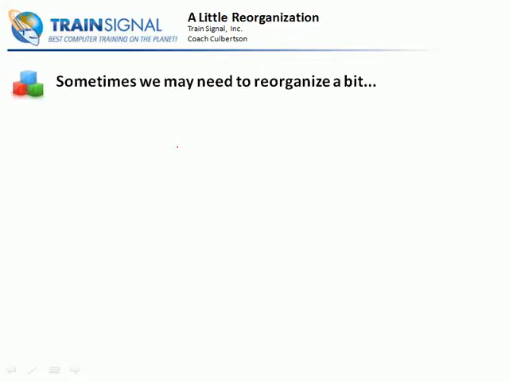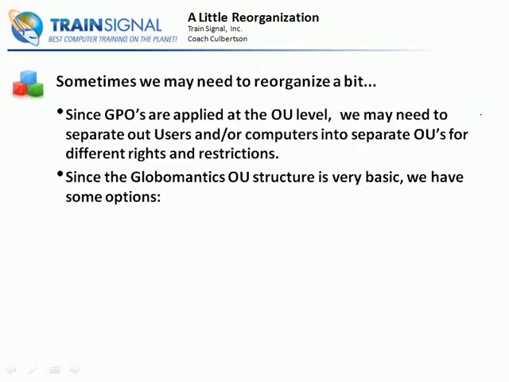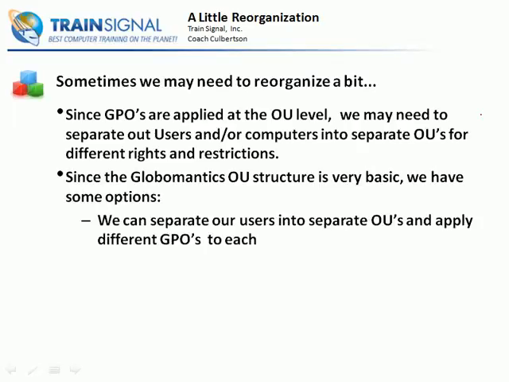So, sometimes we just have to do a little bit of reorganization. Now, we know that group policy objects are applied at the OU level, but we may need to separate out some users and or some computers into separate OUs so we can apply different group policy objects to different organizational units. GlobalMantic's OU structure right now is really basic, so we do have some options. One thing we can do is separate out our users into separate OUs and apply different group policy objects to each individual organizational unit.